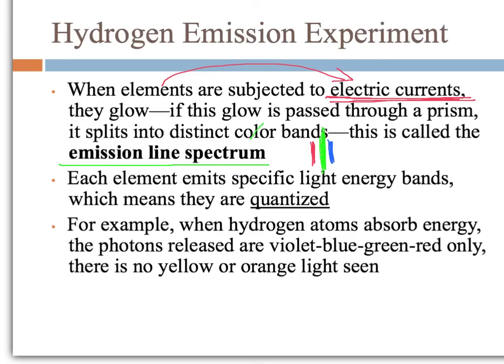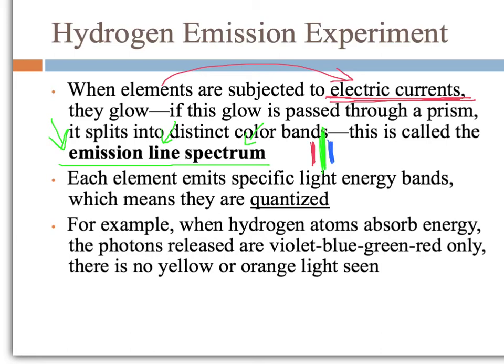So spectrum tells you the range of colors. They come to us in little lines, just like the ones I've drawn here. And emission means this is what's being released from the element as we look at it through a prism.